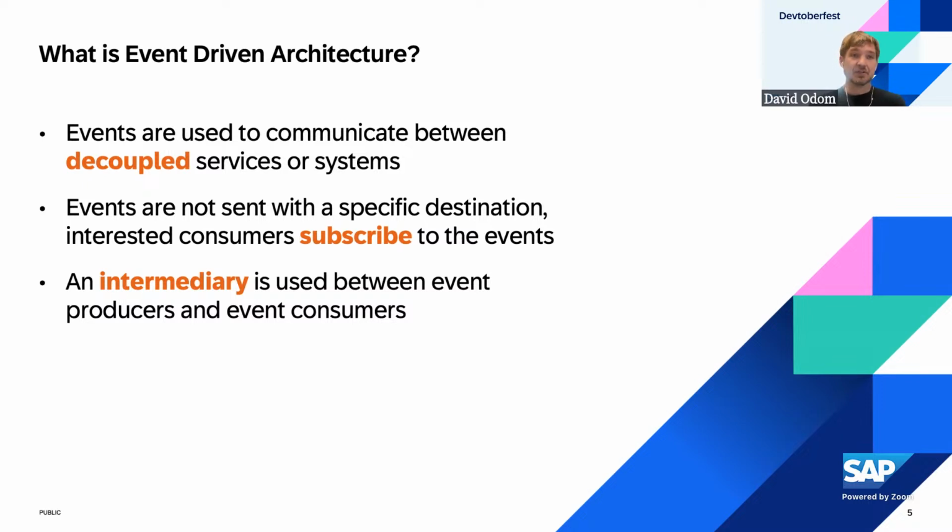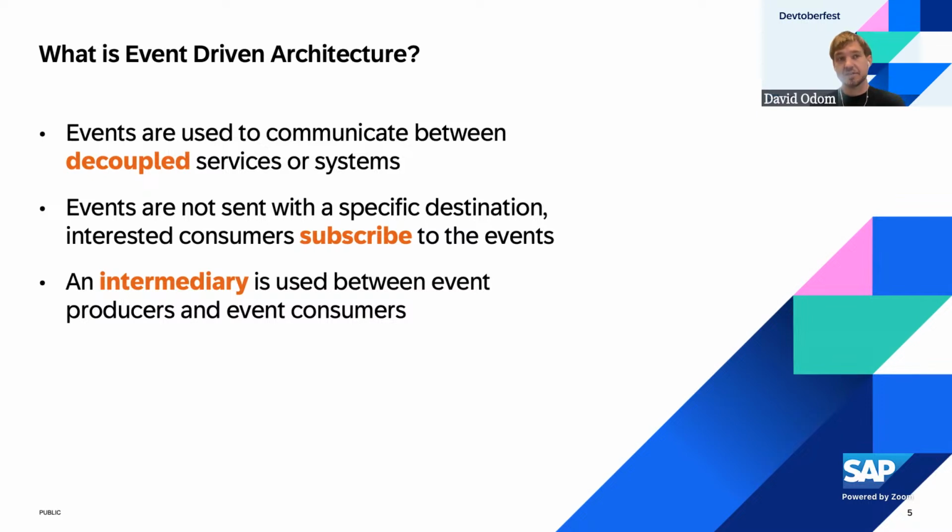First of all, events are used to communicate between decoupled services or systems. This decoupling is a key aspect of an event-driven architecture. We're not talking about a web of point-to-point connections or synchronous connections. This decoupling is happening both through asynchronicity and also by not having point-to-point, but having a kind of hub approach typically in between the various systems.